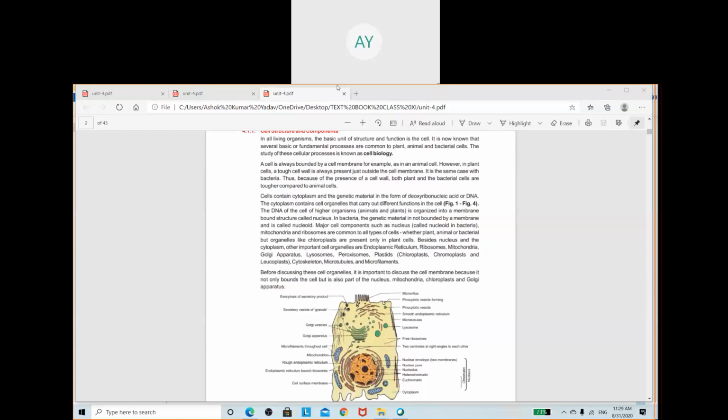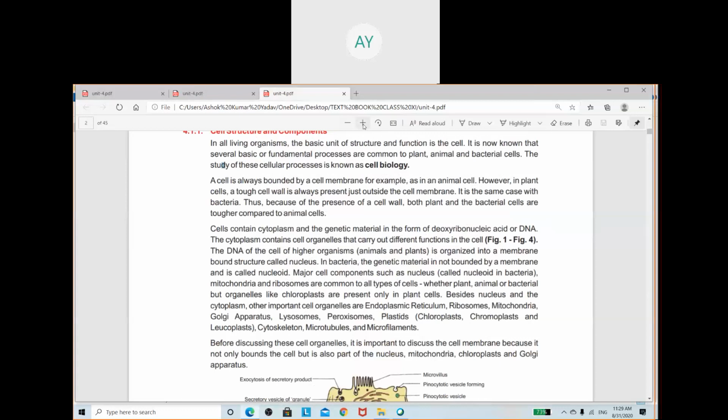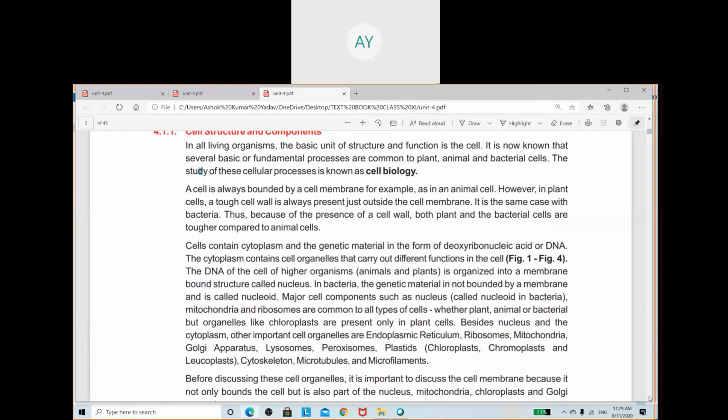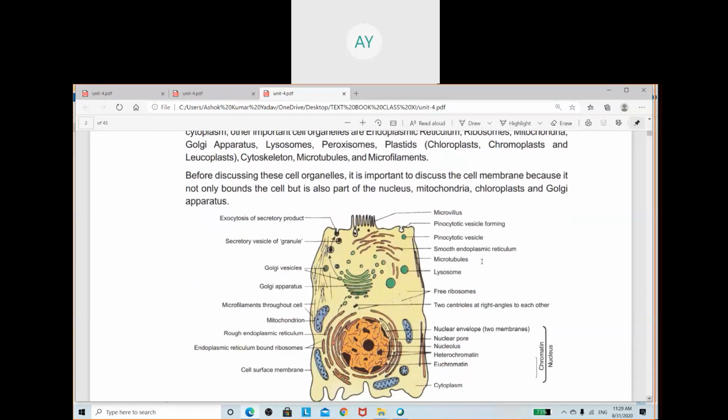Next, which one is the powerhouse of the cell? Mitochondria. Why is it the powerhouse of the cell? Because it contains a lot of energy in the form of ATP. So if you see the structure of the plant cell or animal cell, try to know the function of each and every cell organelle. A small structure inside the cell is known as a cell organelle.